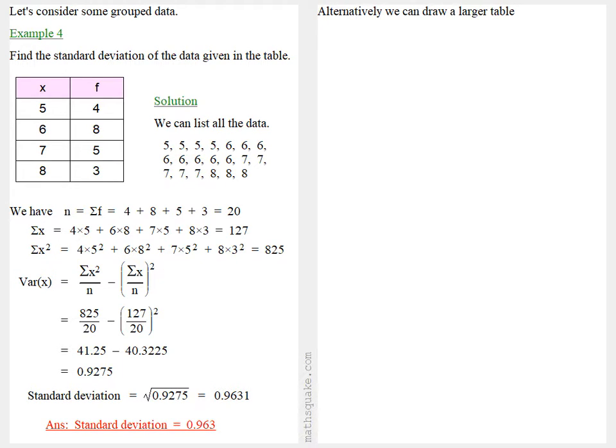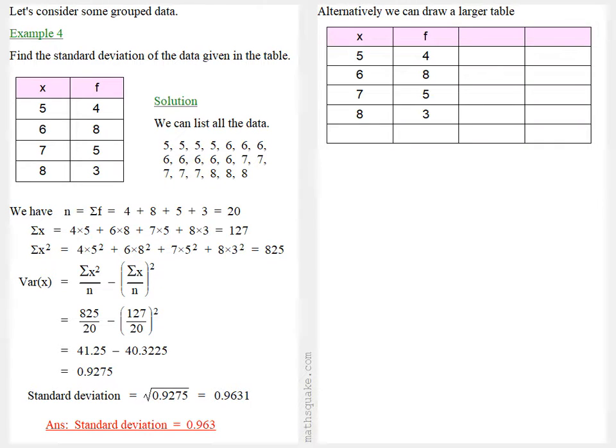Now alternatively, we could solve the same problem by drawing a larger table. If we add together the numbers in the frequency column, that's column F, we get the total number of data, 20. So sigma f is the number of data, which is 20.